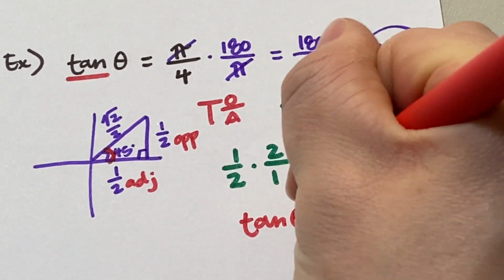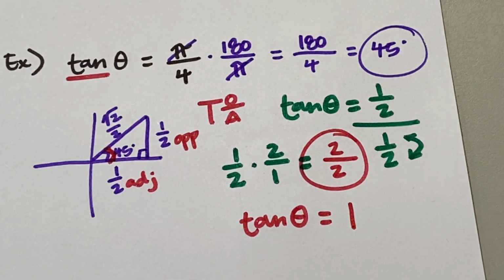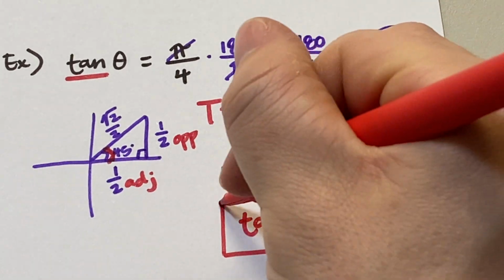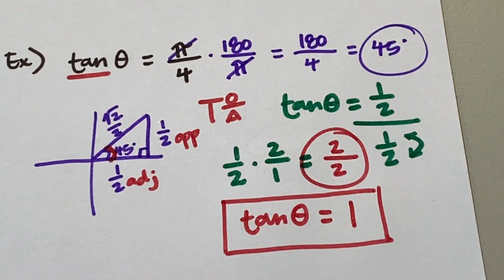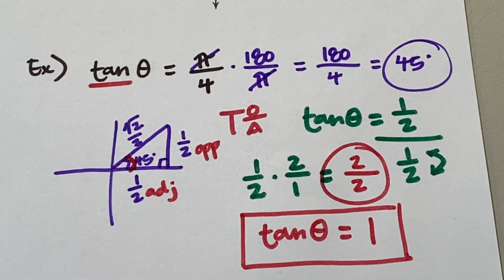So for this extra example, tangent of theta equals 2 divided by 2, which is just 1. And you're like, we had to do that much work to get tangent of theta equals 1? Yep.